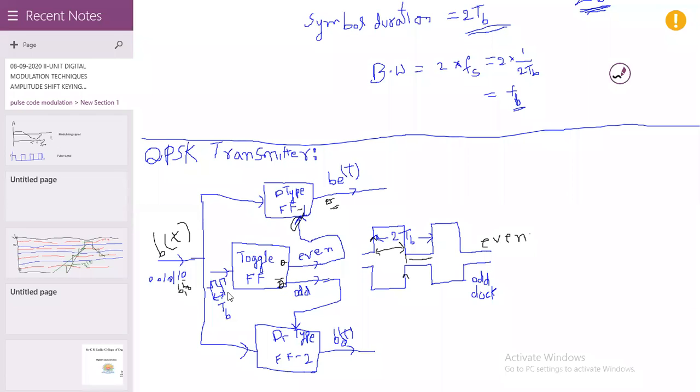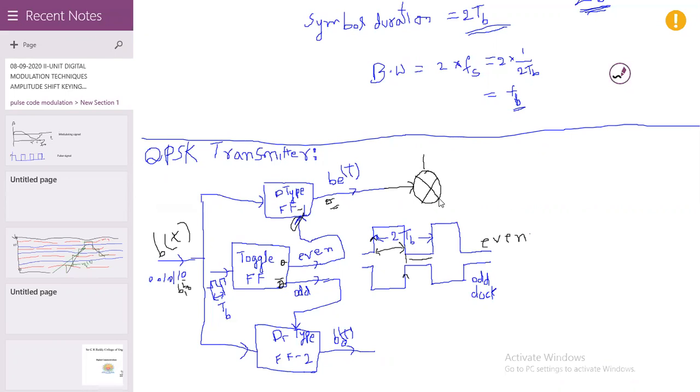After TB, D-type flip-flop 1 is disabled during the second TB. So the odd clock is enabled. At that time this is off, and D-type flip-flop 2 is on. Then the next data bit, that is the odd data, is available at the second TB. After that, this data is given to the multiplier.